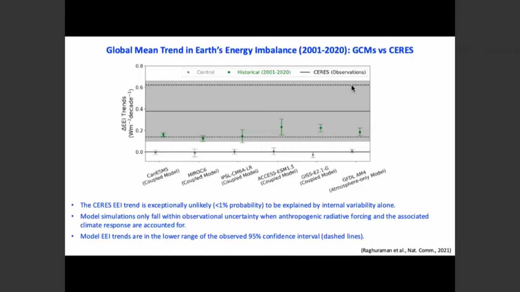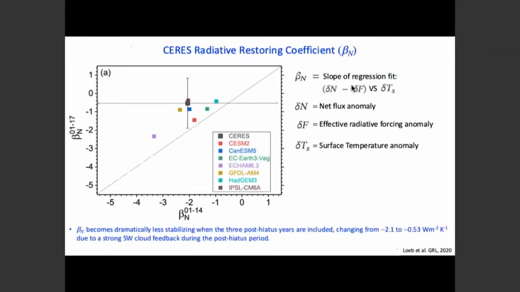But one thing that struck me when I saw this is they just barely get there. The models just barely get into this 95% confidence range when you add the forcing. None of the models are really coming close to this 0.4 value that we're getting. They're all kind of lying close to 0.2. So they're in the uncertainty, but just barely. So to me, that's kind of an interesting question.